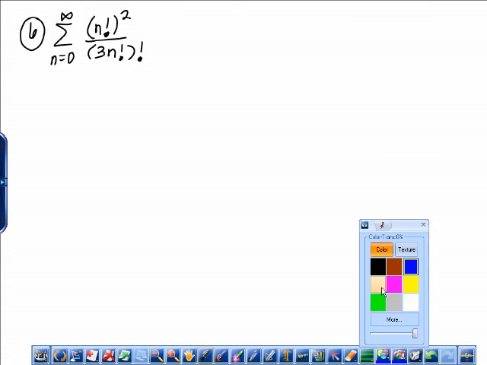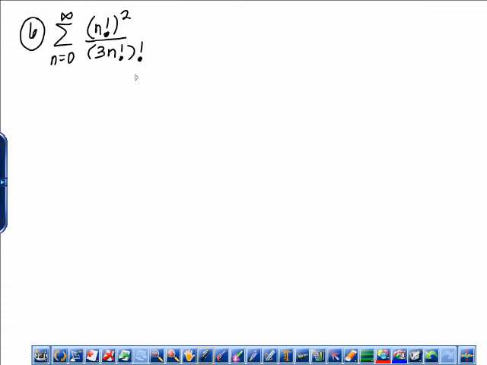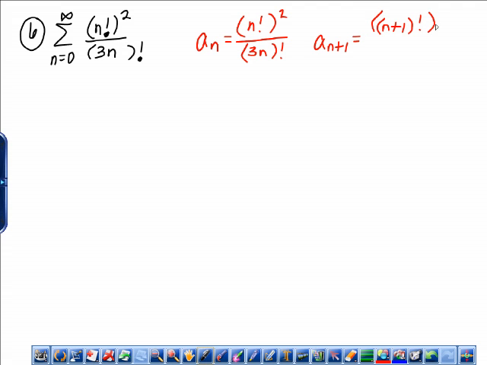Okay, let's do one more example. Okay, so here we have a lot of factorials. And in fact, I actually wrote this down wrong. There should not be a factorial there. Okay, still though a lot of factorials. Alright, so the a sub n term becomes n factorial squared over 3n factorial. And the n plus 1 term becomes n plus 1 factorial, and then you could put other parentheses squared. And down here we have where we're adding 1.